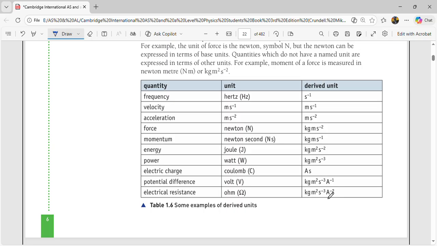Electrical resistance is ohm, or kilogram meter squared per second cubed per ampere squared. Why? Because electrical resistance is potential difference over current. So basically that is it. These are some of the examples of derived units here in this column.